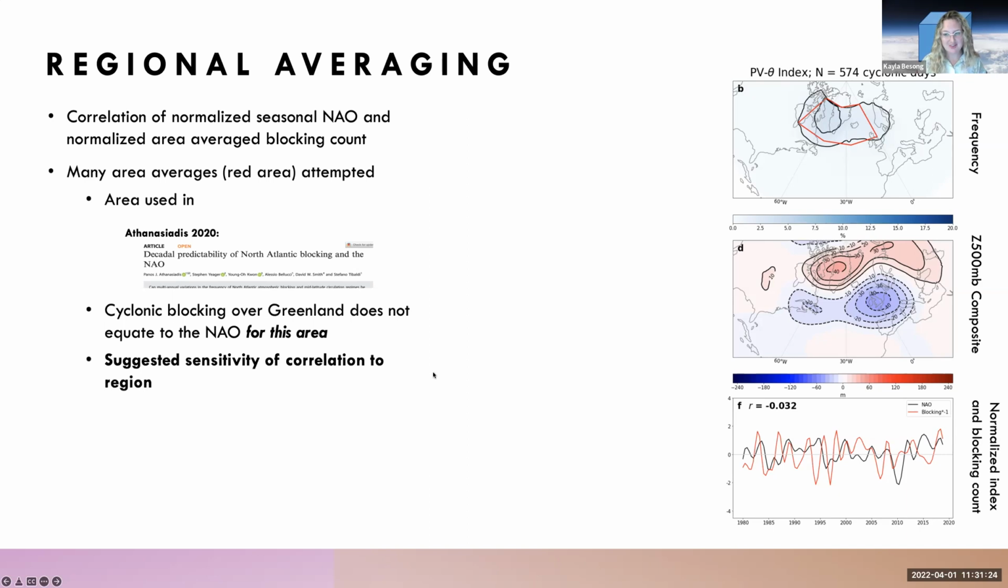And I tried many different areas, and the one actually featured here is the one used in this decadal predictability paper. However, cyclonic blocking over Greenland does not equate to NAO for this area, even though this paper for this area found a really high correlation, like negative 0.95 correlation. And so what we have here is a suggested sensitivity of correlation to region. However, there's another catch, is that this paper, compared to Woollings', who used the PV theta index, used the AGP index. And I was like, hey, I have that, I can do that, I can compare.